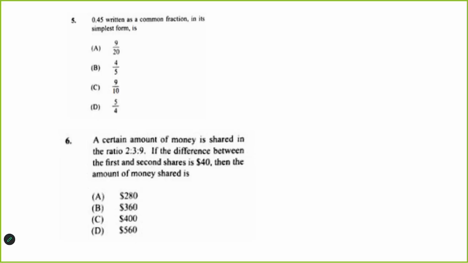This one here, we did this question, but we'll do it again. That is 45 over 100 reduced. You divide by 5, you divide by 5 here, and you'll get 9 over 20. So the answer is A.